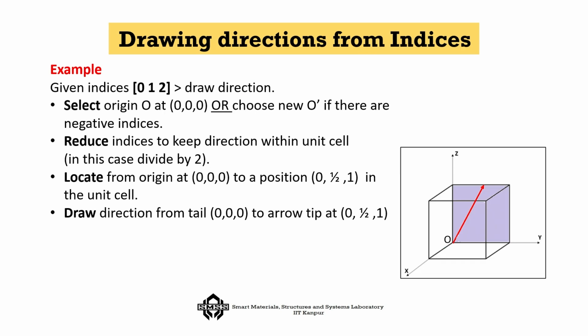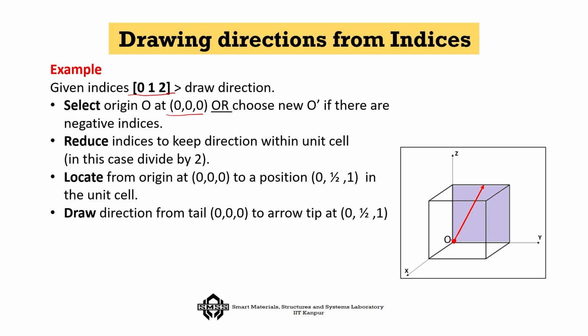Now, drawing a direction from indices. Suppose we give you the Miller index as 0 1 2, and I am telling you to find out what the direction is. Now, select origin O at 0 0 0, or choose a new O prime if there are negative indices. In this case there is none. So, I select the origin here, and reduce indices to keep the direction within the unit cell, that means divide by 2, and then it will become 0, half, 1. So, 0 half 1 from 0 0 0 I try to locate.